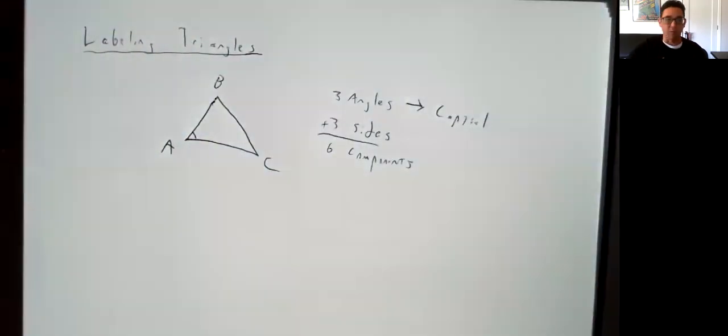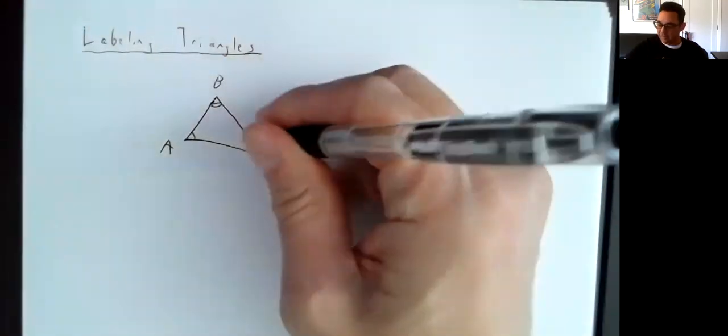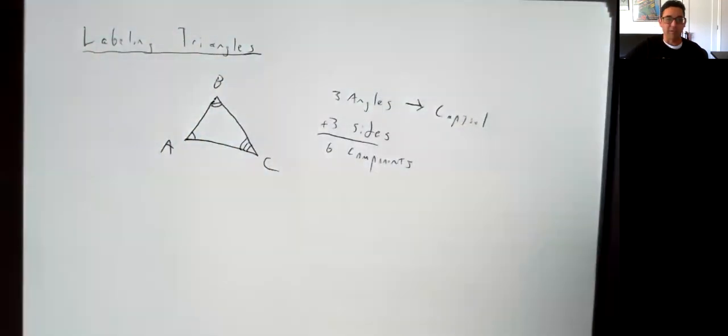So this would be angle A, this would be angle B. It's a different angle, so I mark it differently. And this is angle C. They're all different angles because they probably all measure different amounts, okay?